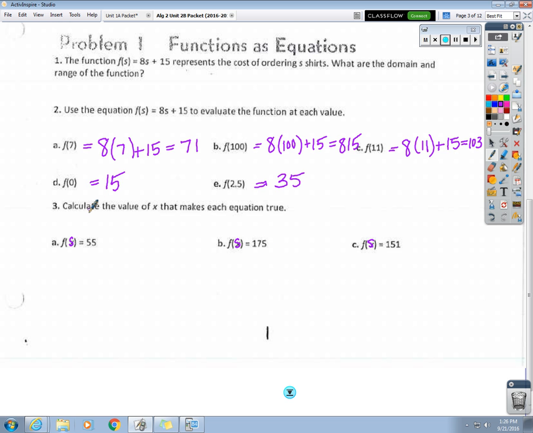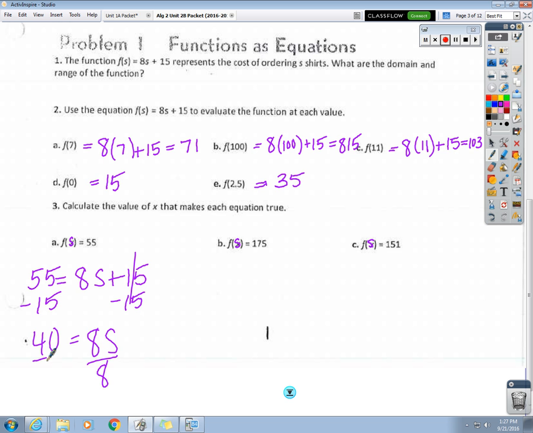So now, f of s equals 55. Did they give you a number to plug in for s? No, s is still itself, so you still leave the 8s plus 15. But they let you know that it equals 55. So we're trying to do the opposite. We're trying to solve for the s. So how would I do that? So we get 40 equals 8s. So divide by 8, divide by 8. S equals 5.